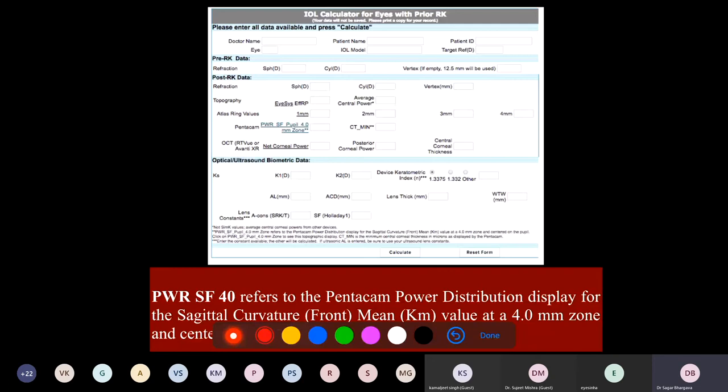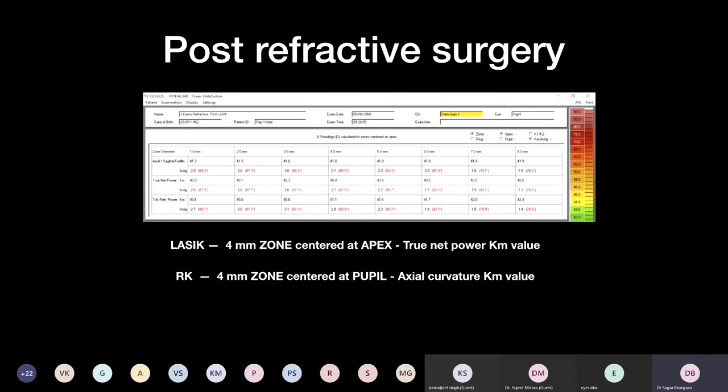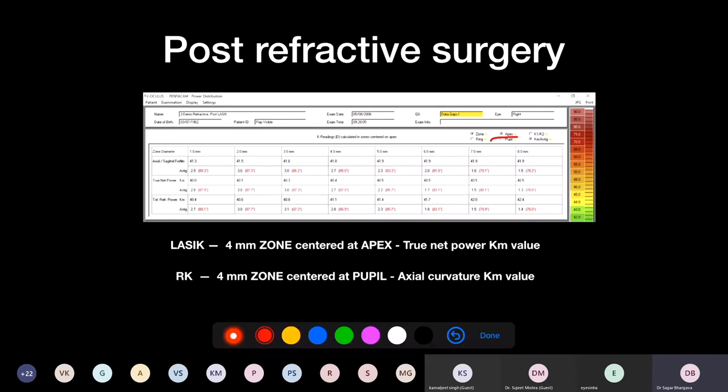Now for RK patients, everything is the same, but here you enter what is called PWR SF40, which is nothing but the Pentacam. It is basically the 4 mm zone, which is centered on the pupil. As I told you, in RK, pupil size is very important, so you have to take the zone which is centered on the pupil. 4 mm is the most common value, but if you feel that the pupil is small, you can take the 3 mm value and the 2 mm value also. So this difference you have to remember, apex and pupil, okay?